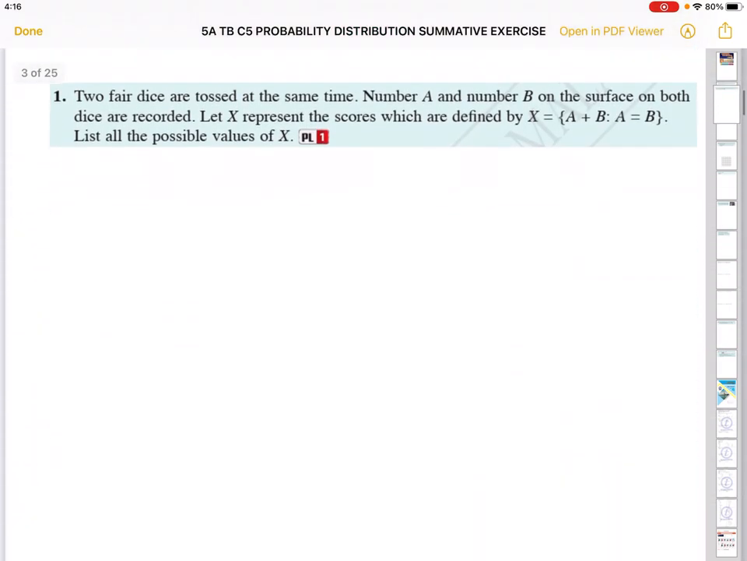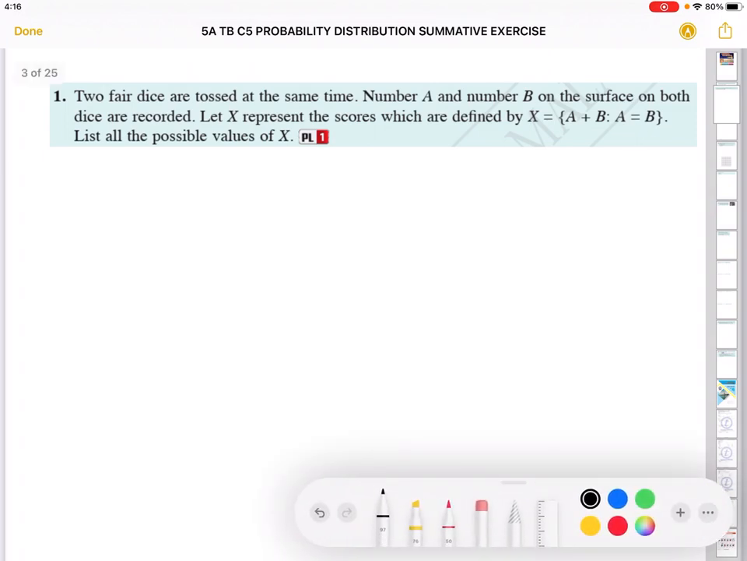So again, let's go straight to this question now. Here we have two fair dice. We toss them at the same time. A and B represent the number on the surface of the dice that is recorded. X represents the score of A plus B when A is equal to B. So for me, I will list out like this.